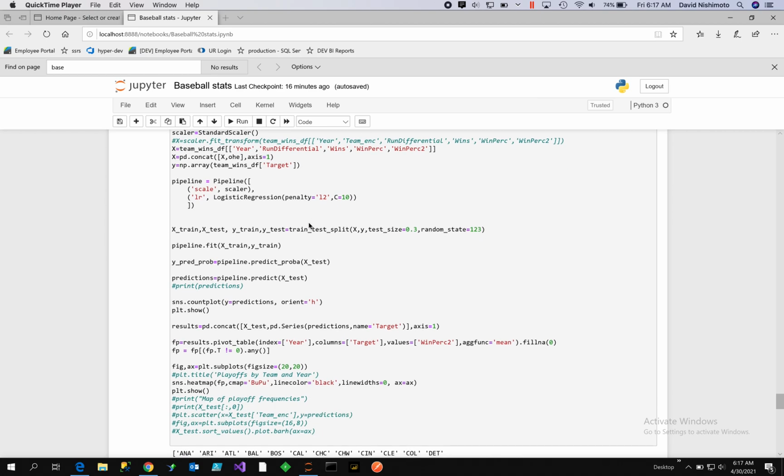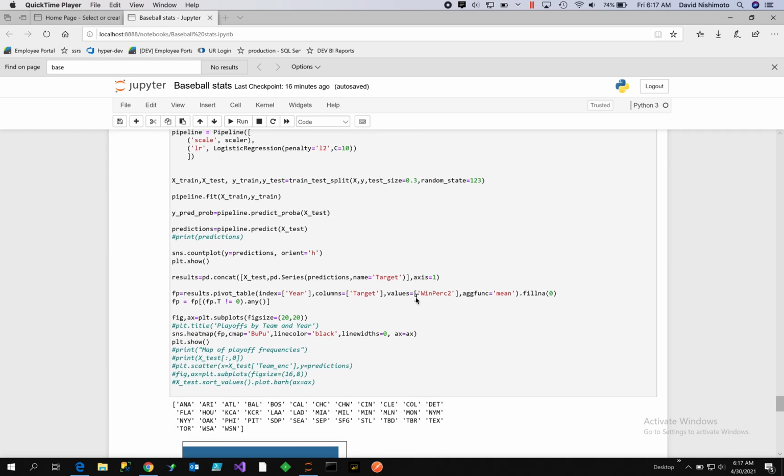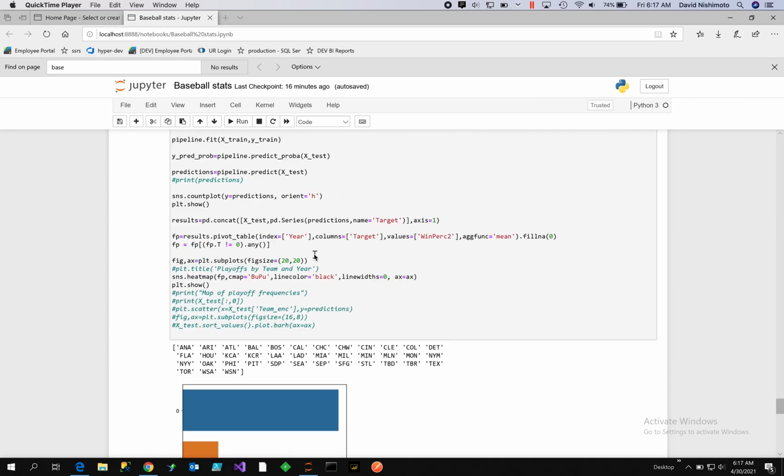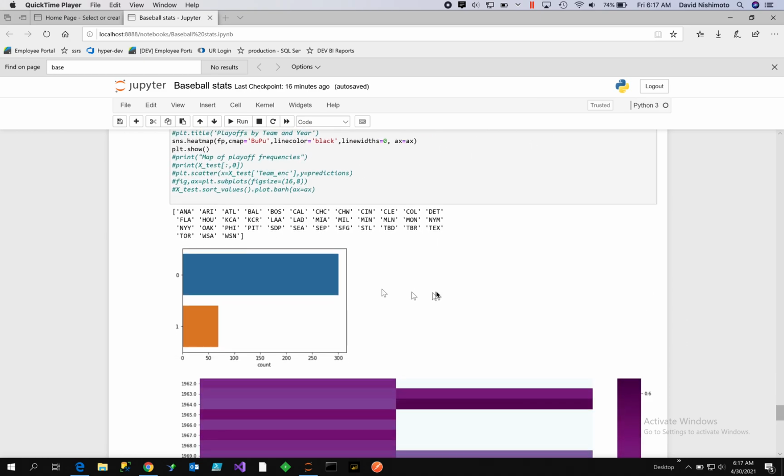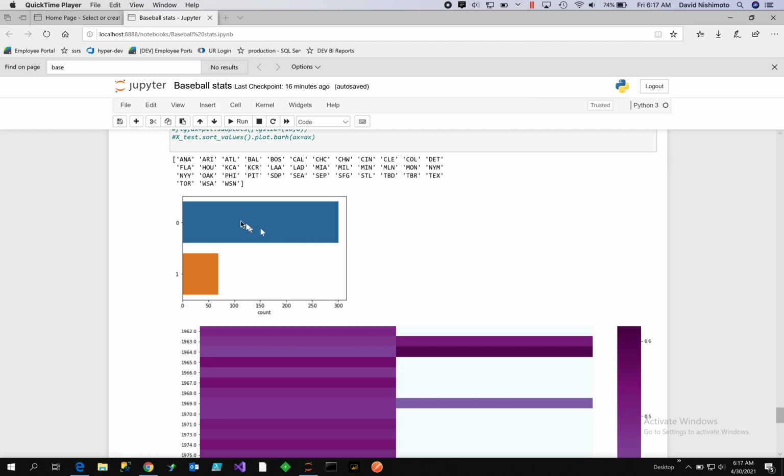and so that gives me my X and Y, and then I can set up my train test split, fit it, calculate my probability, make my predictions, and then I'm going to put it in a count plot. So then I put my predictions in my count plot, and I'm going to show that. And then I will set up a pivot table, again using year, my target, which should be the playoffs, win percent two, calculate the mean, fill it, and then put it in a heat map, and we'll see how that works. So here is my count plot for the ones that don't make the playoffs and the ones that do.